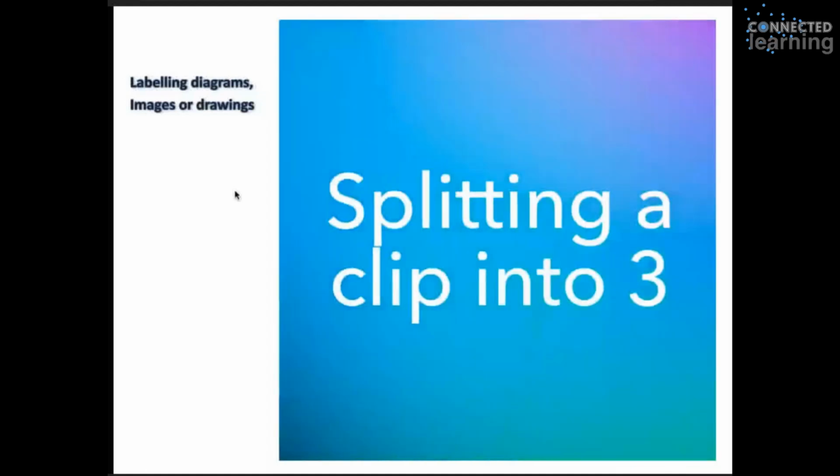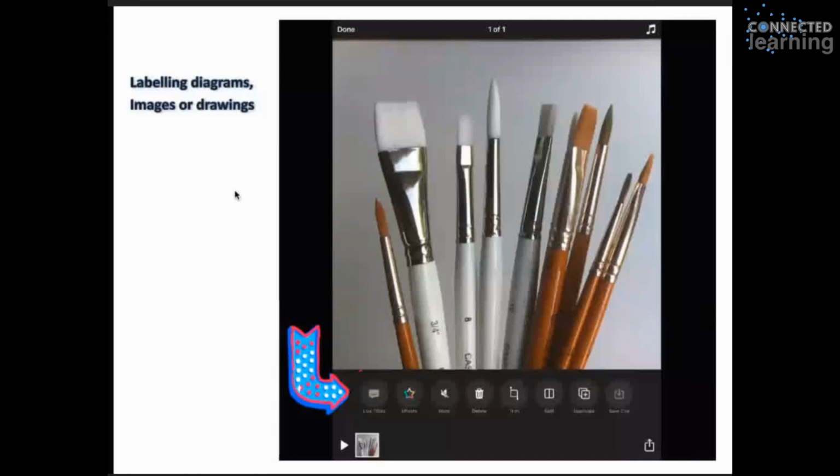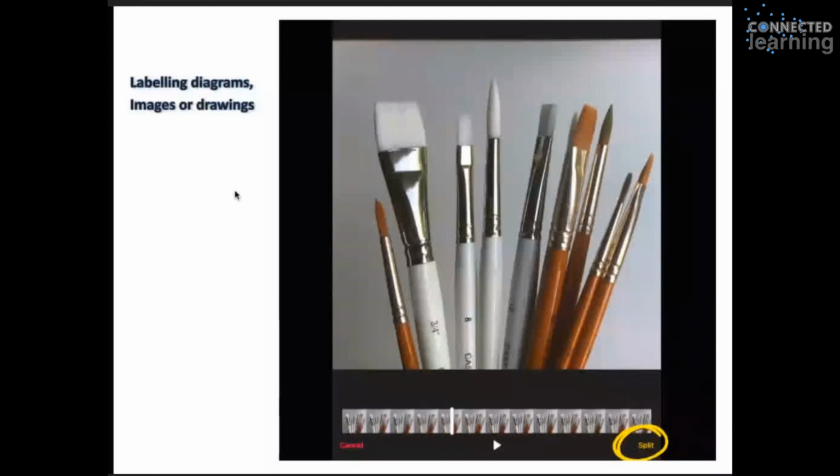What I'm then going to do is split that one clip into 3 separate pieces because I've got 3 bits I would like to label. So tap the clip and the split option appears there next to trim. And this is quite simple. You just pull the toggle along to where you would like to split it and then tap split.